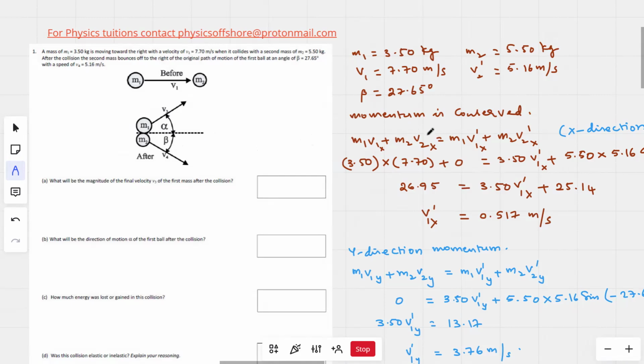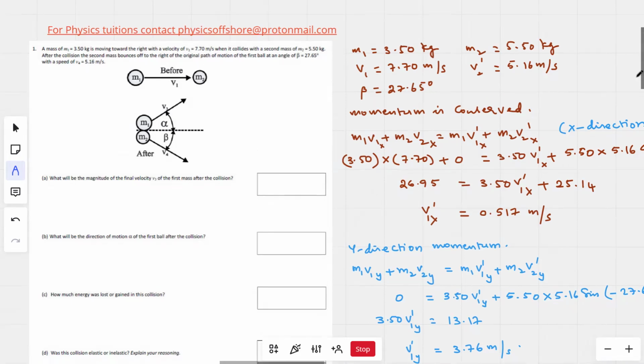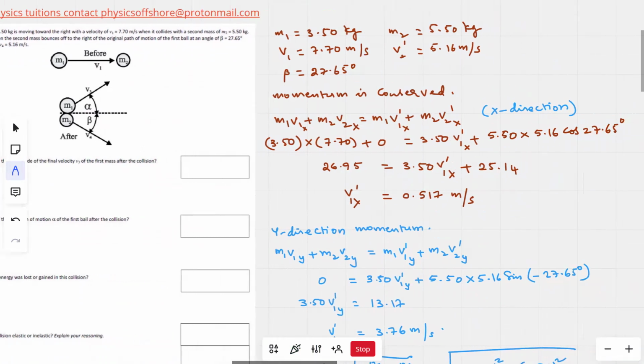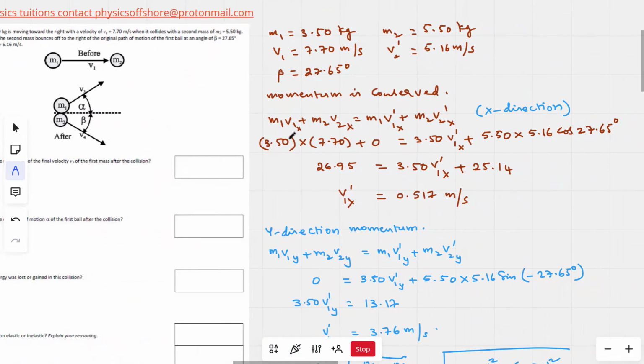First we will try to equate the x direction momentum before collision and after collision because momentum is conserved. So the momentum before collision is equal to momentum after collision. Here, first we will take the x direction and then later the y direction, and then we will try to find out the final velocity and also the direction. So let us see what it is. Here is the data, and we will write down the x direction momentum. So what is the x direction momentum?